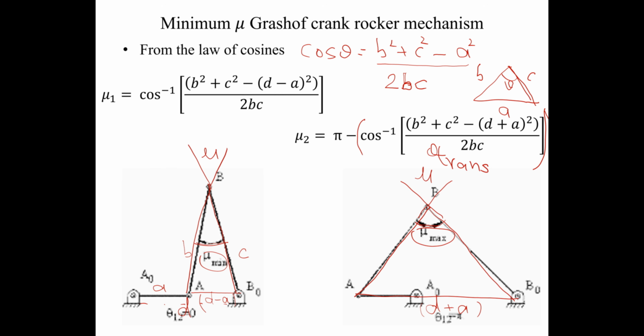Okay, so what will be the minimum transmission angle in a Grashof crank rocker mechanism? It will be the one which gives the minimum of these two values. So if you have already designed a crank rocker mechanism and you are not sure which is the minimum transmission angle, you have to look at these two extreme positions, and using these values you can easily calculate mu1 and mu2. So from here we can see how to find the minimum transmission angle mu for a Grashof crank rocker mechanism.